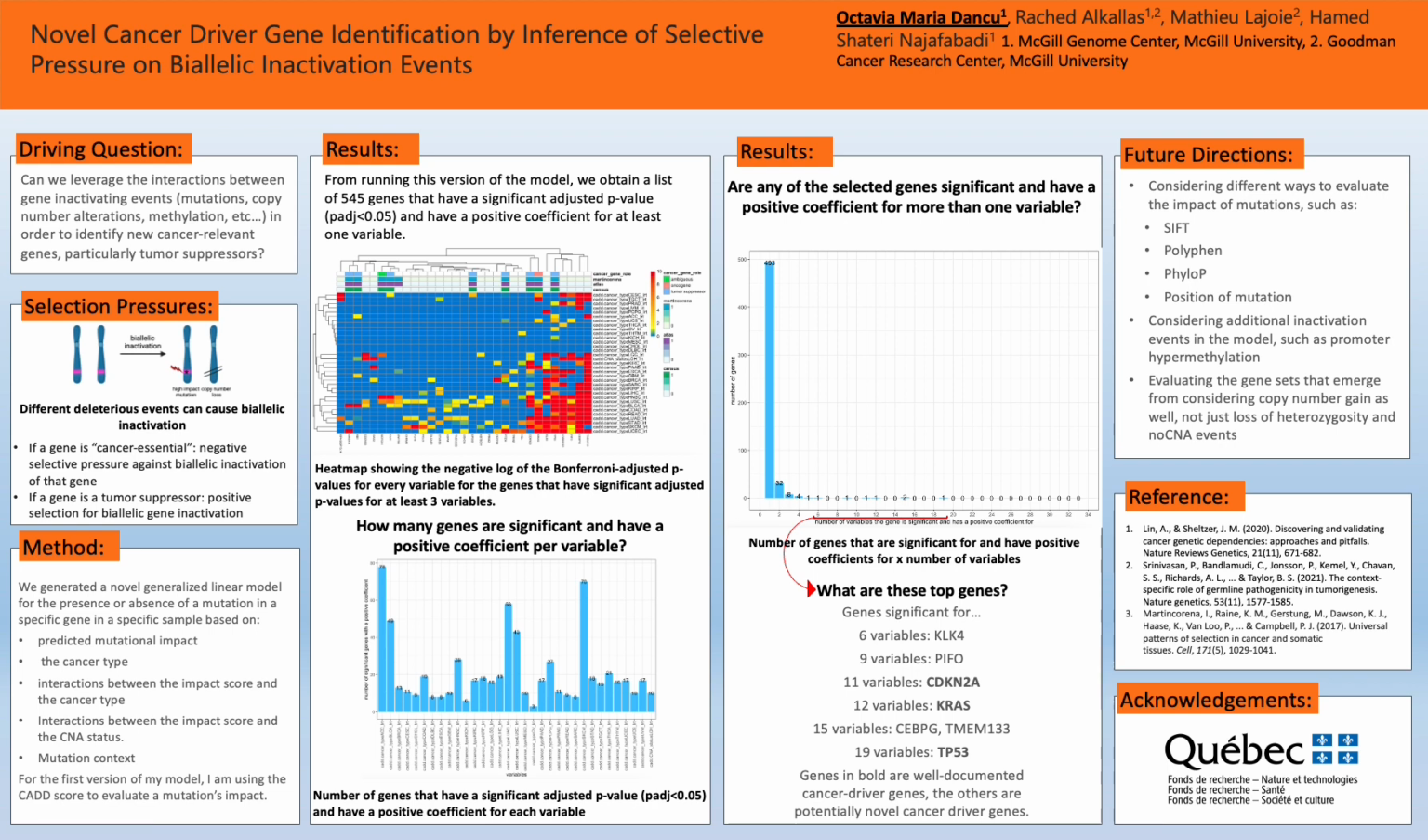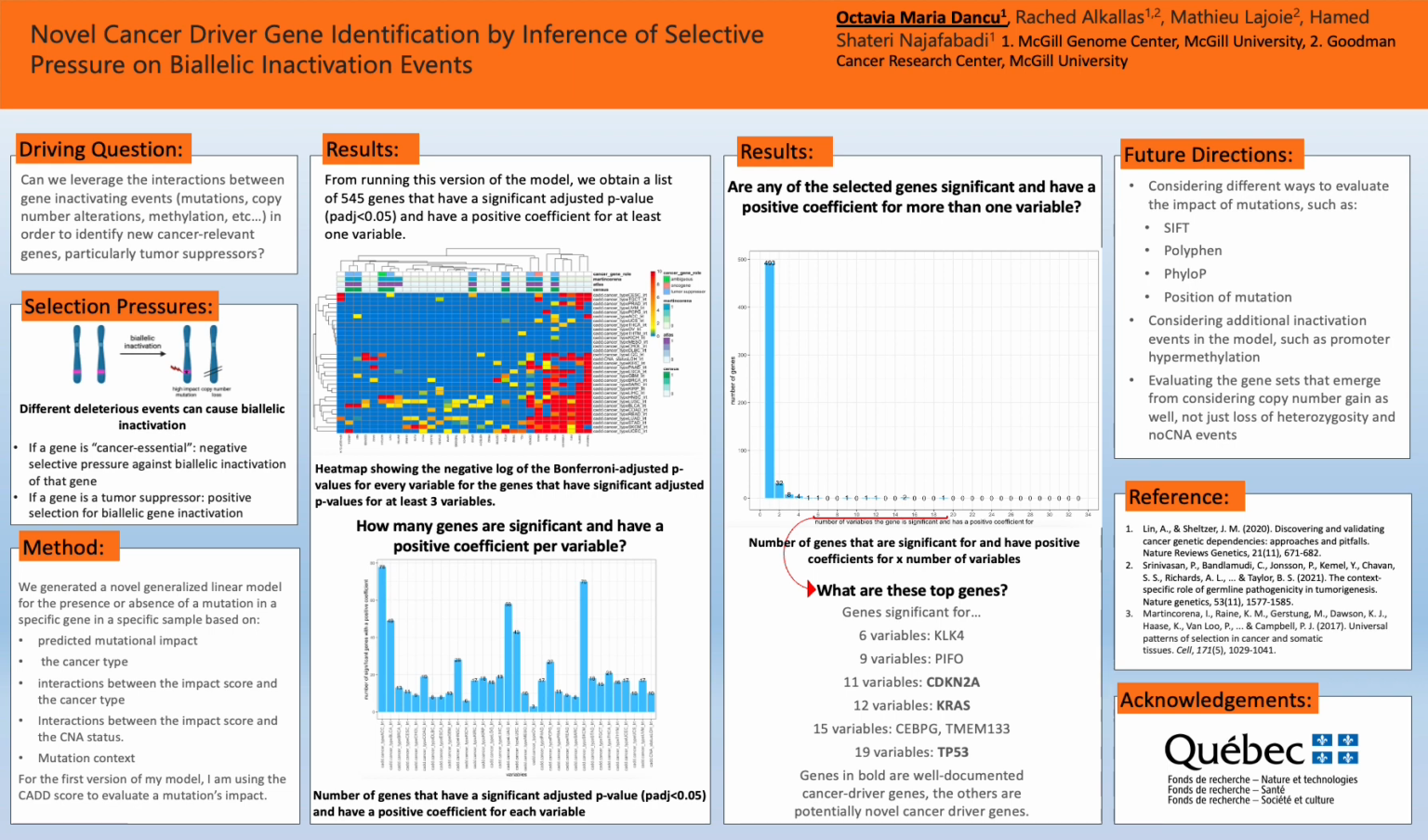The driving question behind this project is, can we leverage the interactions between gene inactivating events like deleterious mutations, copy number alterations, or hypermethylation in order to identify new cancer-relevant genes, particularly tumor suppressor genes?